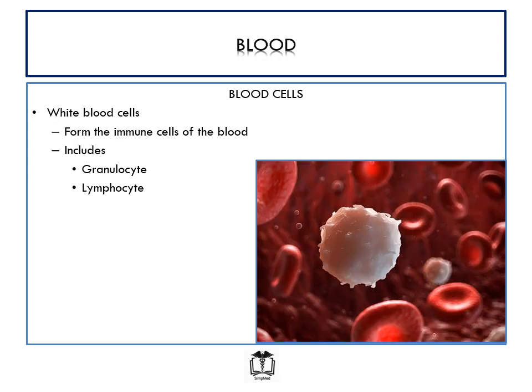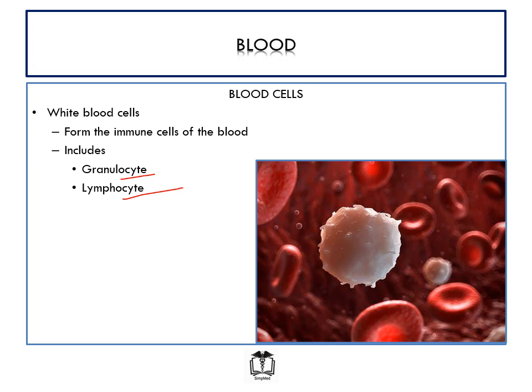White blood cells are also called leukocytes. They are the immune cells of the blood. They are involved in the protection of the body against germs. We tend to divide white blood cells into two forms. We have the granulocytes, which contain a large amount of cytoplasmic granules, and we have the lymphocytes, which are cells that tend to migrate in and out of the blood into special lymphoid tissues.